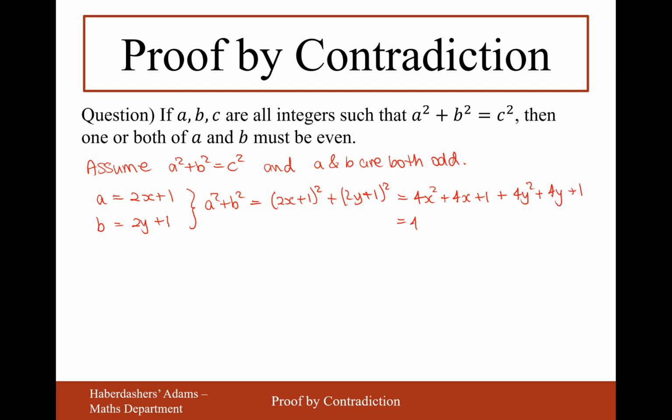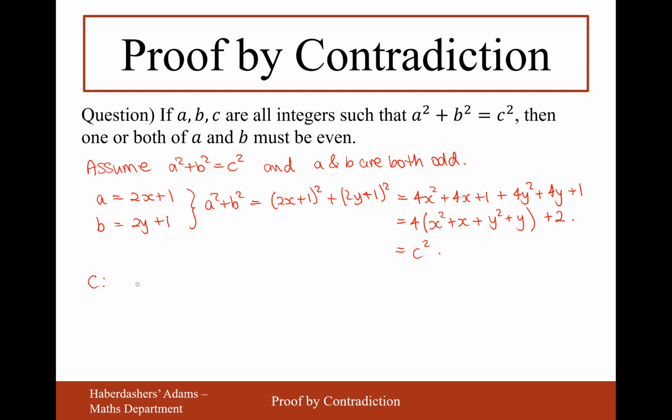And for a reason I'm just about to explain, I'm going to factorize out the 4 here. And then I'll have to add 2 on the end. So what we're saying about the A squared plus B squared is that it's going to be 2 more than a multiple of 4, which will equal C squared. But a little fact about square numbers is that square numbers can never be 2 more than a multiple of 4. Let me show you why.